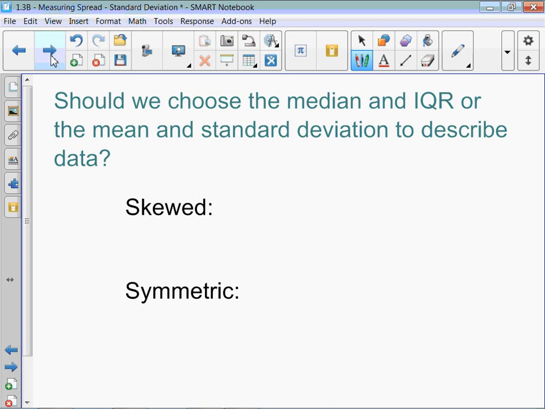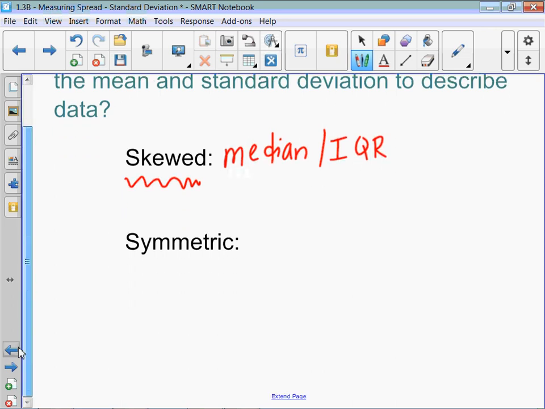So should we choose the median and IQR or the mean and standard deviation to describe data? Write this down. If you have skewed data, which one should you use? We kind of talked about this yesterday a little bit. Yep, if you have skewed data, then you need to use the median and IQR to describe your distribution. Okay, so look and see if you have an outlier or look at a graph. And if you have roughly symmetric data, you can use the mean and the standard deviation.